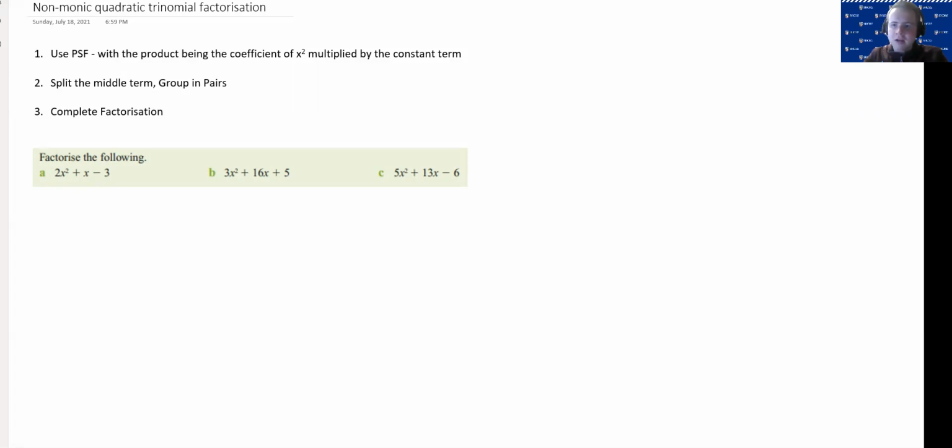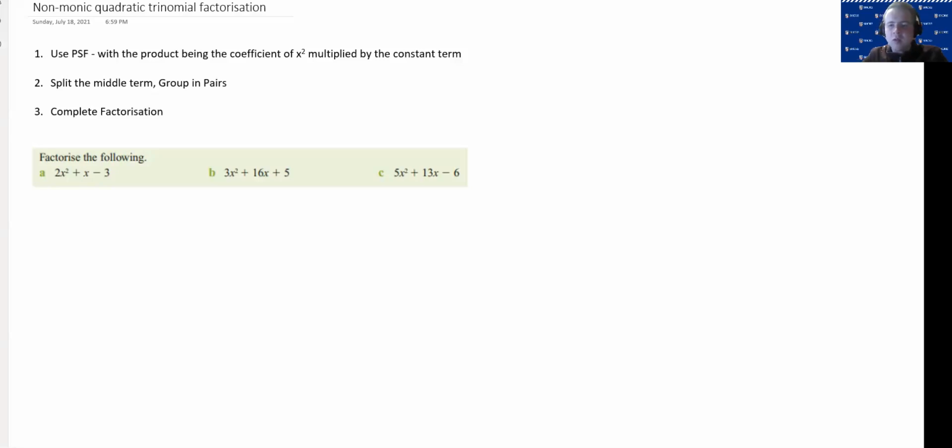A quadratic expression is anything that contains an x squared term or an a squared or b squared term, where one of the pronumerals is squared. A trinomial is when you have that squared term and then just the x term and then the constant term. So you've got three terms in your expression.